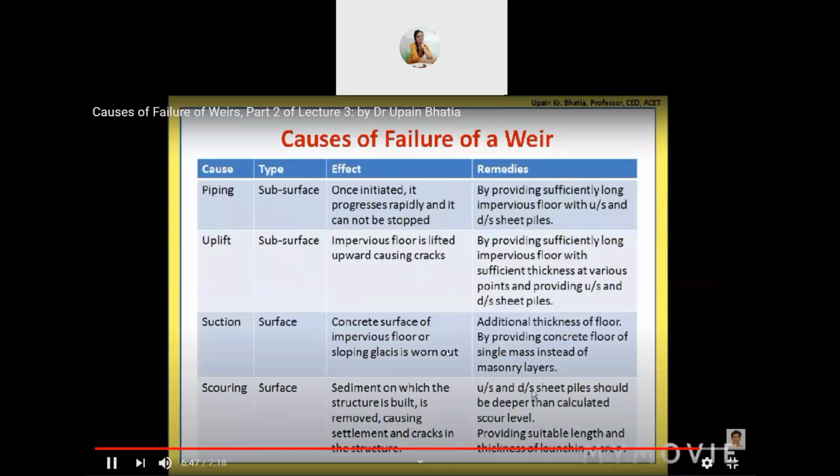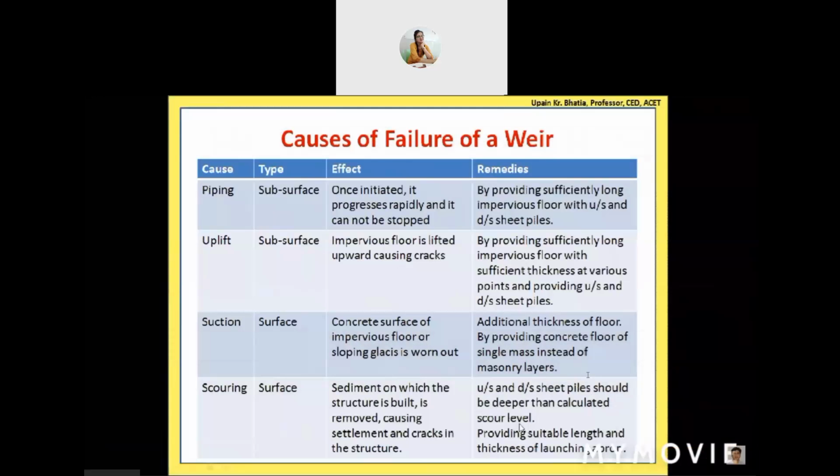So upstream and downstream sheet piles should be deeper than the calculated scour level so that the soil below the structure is not removed. And by providing suitable length and thickness of the launching apron. We have discussed in the previous slides how the launching apron functions and how it prevents the damage due to scouring. That also we have seen. So providing suitable length and thickness of the launching apron will also help against this scouring phenomenon.